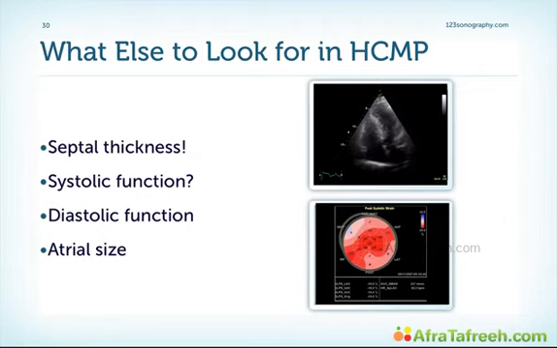What else should you look for in hypertrophic cardiomyopathy? Always look at the septal thickness. It's important for the prognosis of the patient. A septal thickness above 30 increases the risk for sudden cardiac death. Look at the systolic function. Remember that small ventricles tend to contract hyperdynamic because they have to compensate for the small ventricle.